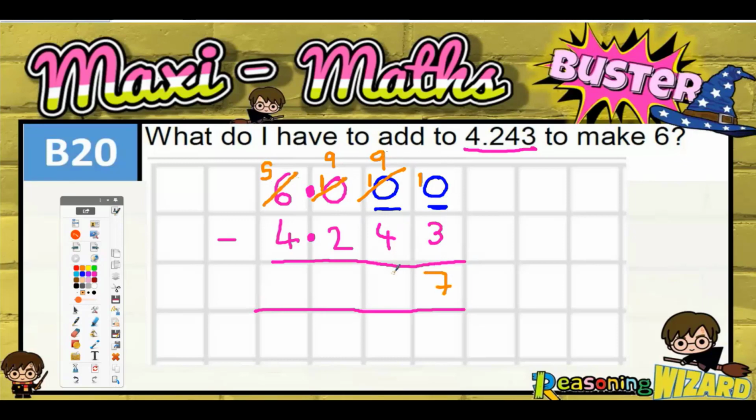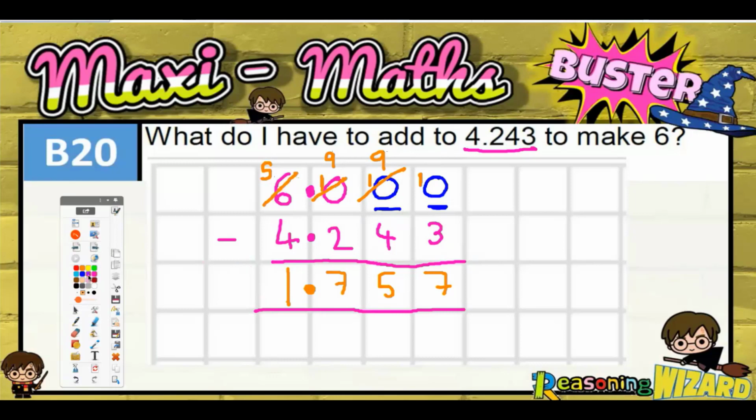10 take away 3 is 7. 9 take away 4 is 5. 9 take away 2 is 7. And 5 take away 4 is 1. Now, the only thing that's missing is the decimal point, to make it 1.757. So the final answer is 1.757.